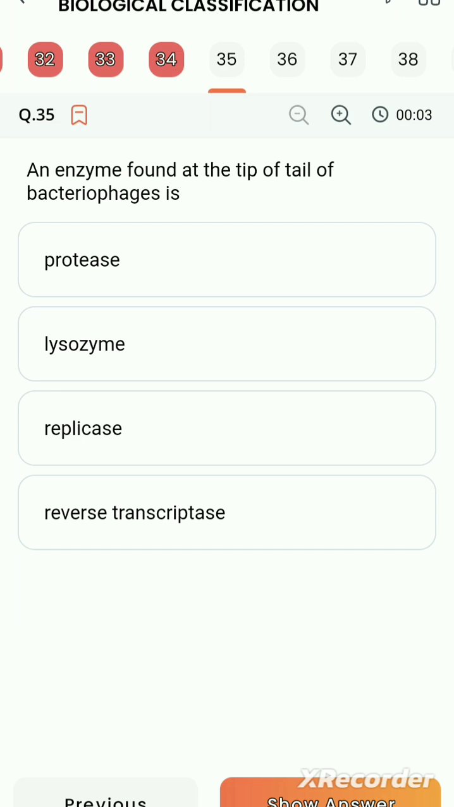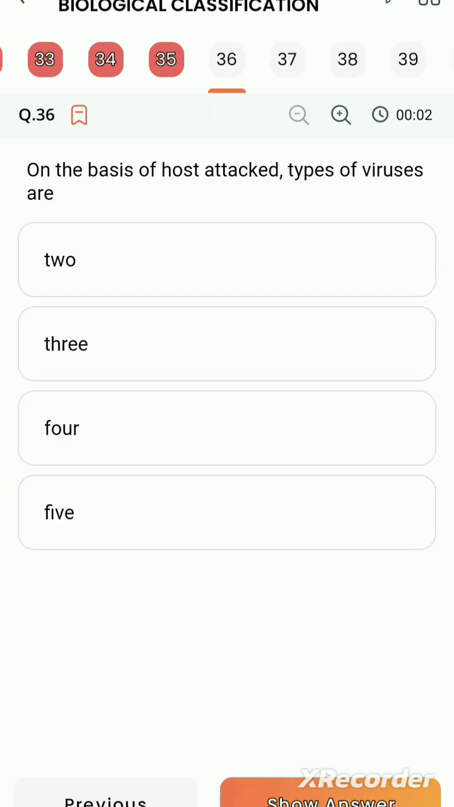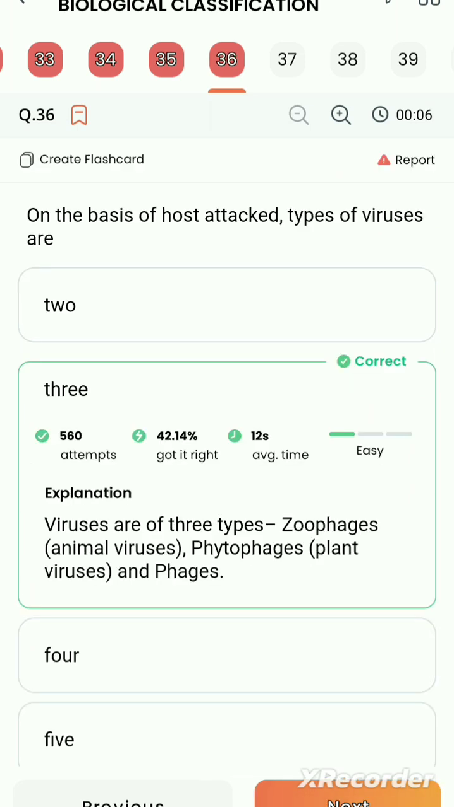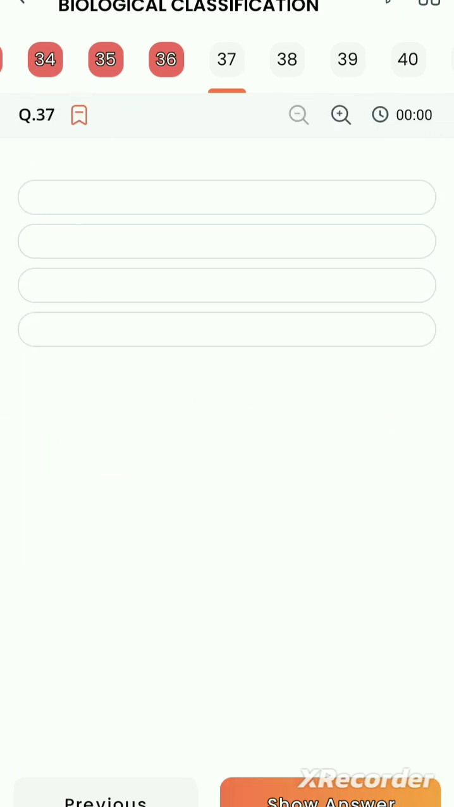An enzyme found at the tip of the tail of the bacteriophage, which infects the bacteria. In its tip of the tail, what is present? Lysozyme is present. On the basis of host attacked, types of viruses are three. Zoophages, that is the animal virus; phytophages, that is the plant virus; and phages. In the phages itself, we have the phages which infect bacteria, algae, and fungi. Mycophages, phycophages, and bacteriophages. Like that, we have different phages also.